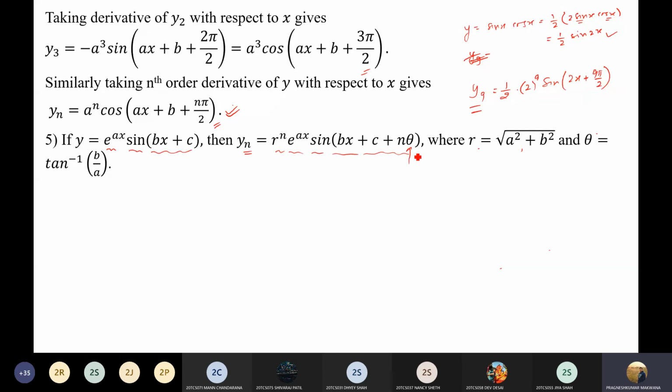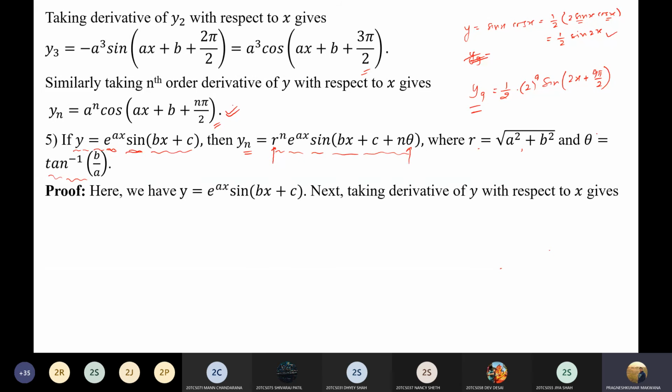So here what is theta and what is r? So here r is under root a square plus b square and theta is tan inverse b by a. So how can you obtain this result? Everyone, find out the first derivative of this function. So now the first derivative is this one: a e raised to ax sine of bx plus c plus b e raised to ax cos of bx plus c.